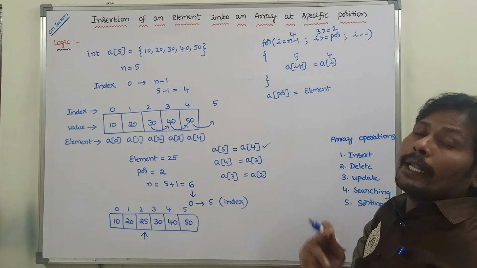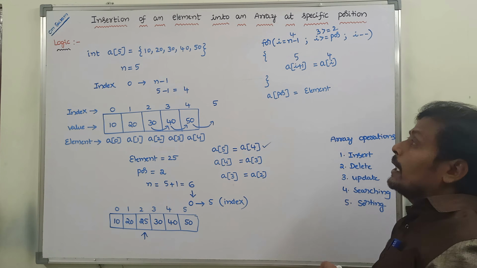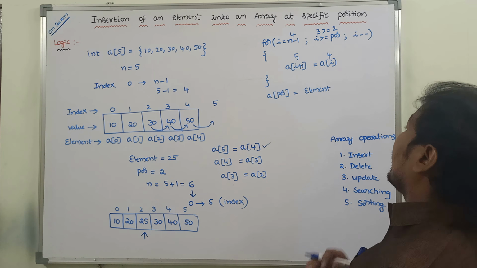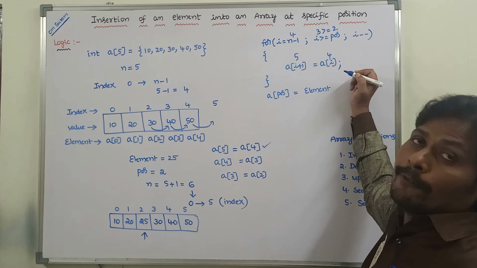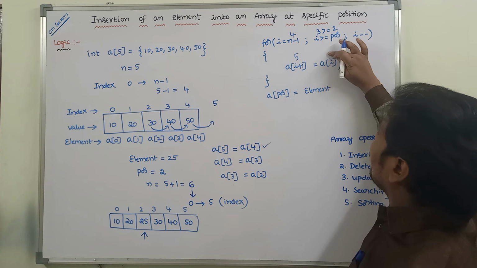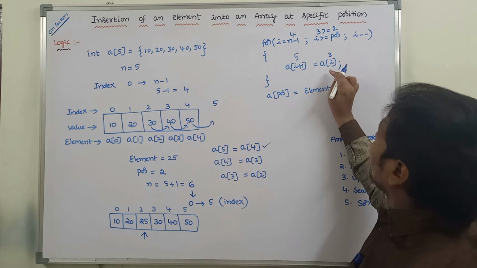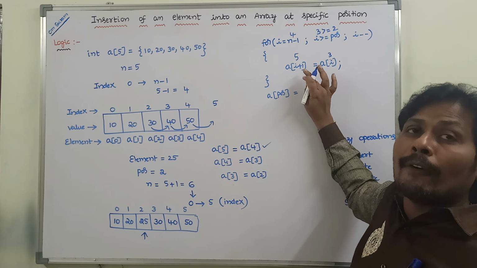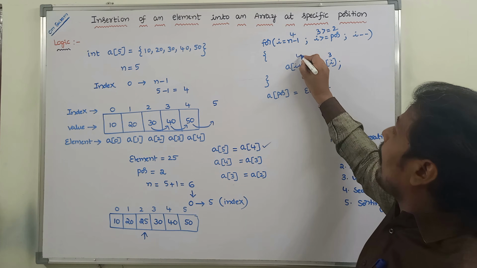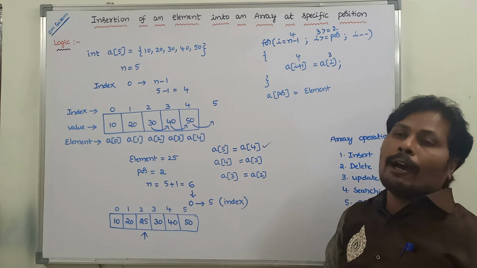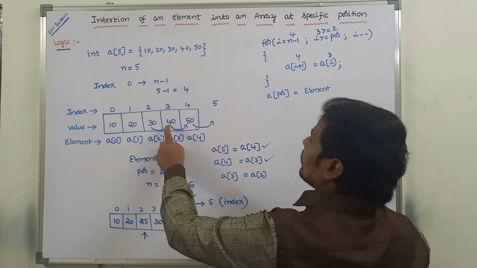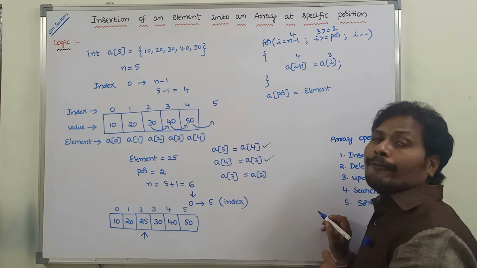3 greater than or equal to 2. Condition true. If the condition is true, then the control goes to the body of the for loop and executes the statement within the body of the for loop. A of I. What is I value? I value is 3. Okay. A of 3 can be assigned to A of I plus 1. So I value 3, 3 plus 1, that is 4. A of 3 can be moved to A of 4.